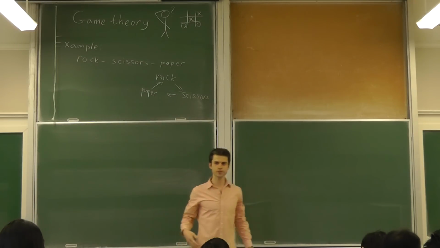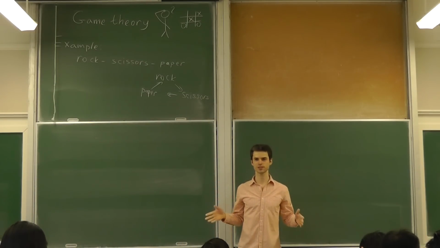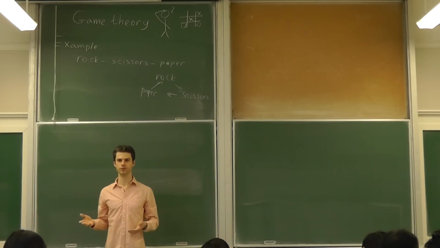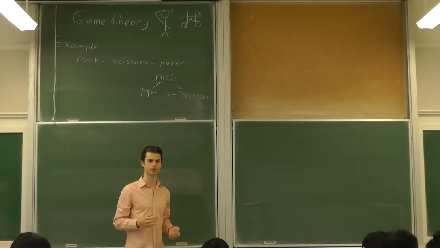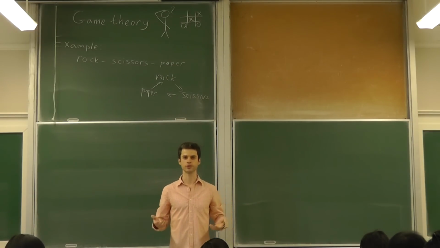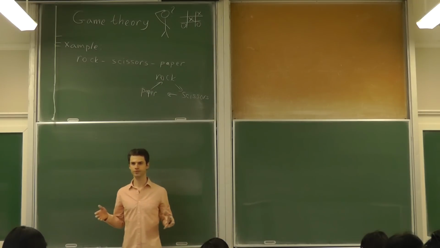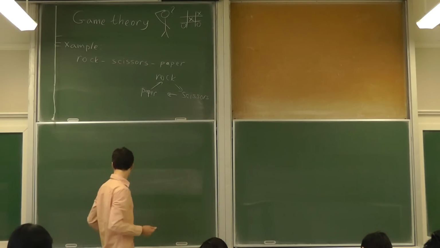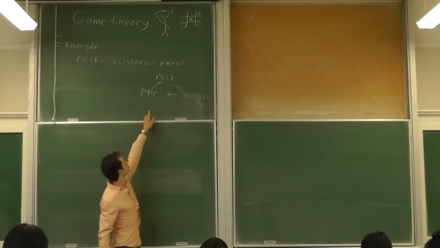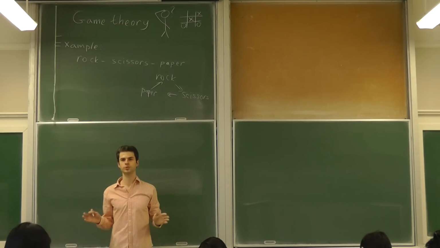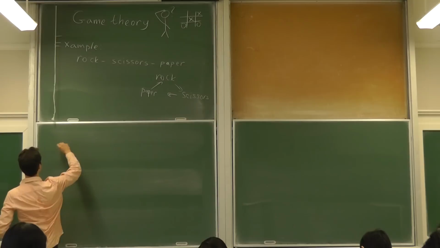The way this game is played, two players come and face each other. Each one chooses for himself whether he'll play rock, scissors, or paper. They both announce their choice simultaneously, so they don't have time to judge what the choice of the other player is. And then they play according to these rules. If both choose the same thing, nobody wins any point.